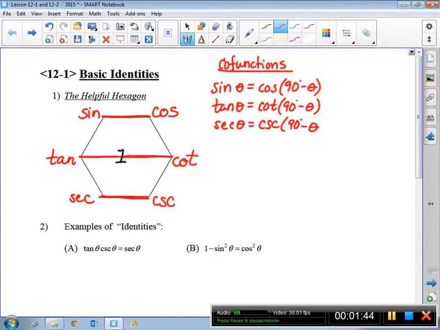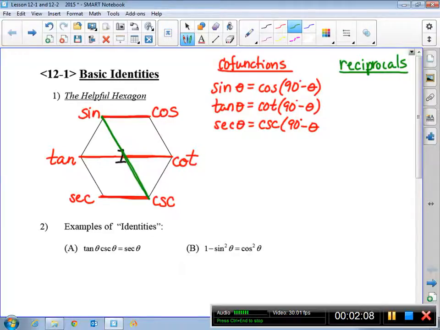So co-functions are across from each other. Those are our co-function identities. If I trace along the diagonals, so I'll do these in green, I've got sine equals 1 over cosecant. So these are called the reciprocal identities. I'll just call them reciprocals here.